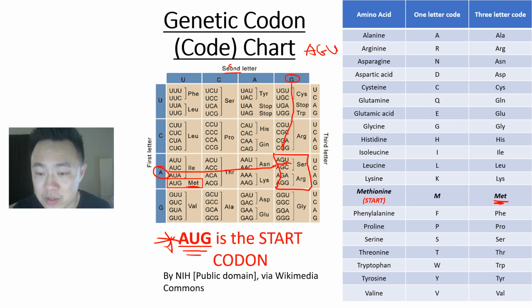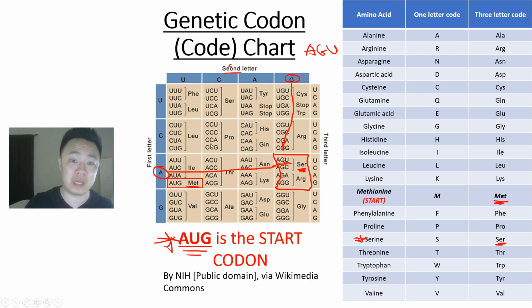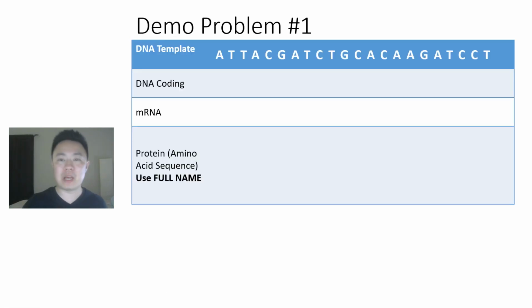We're lucky today because it's the first one, and that's S-E-R. And on my chart here, S-E-R stands for serine. So that would be the amino acid. That's how you read this genetic codon chart. Now, if you can't remember on an exam how to use the columns and the sides here, you're just going to have to read each one of these 3 letters one by one until you get the 3 letters you're looking for. All right. Let's get straight to demo problem number 1.